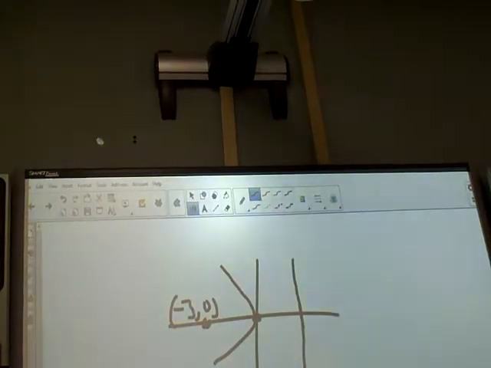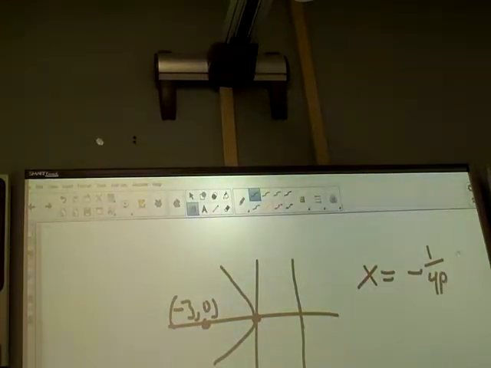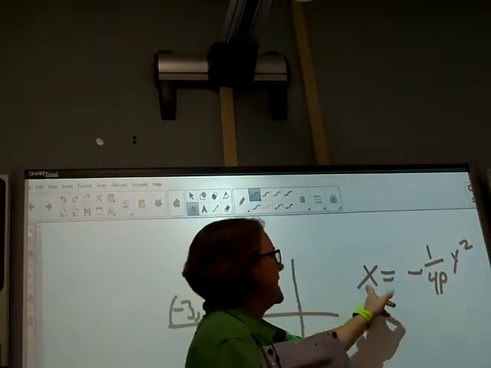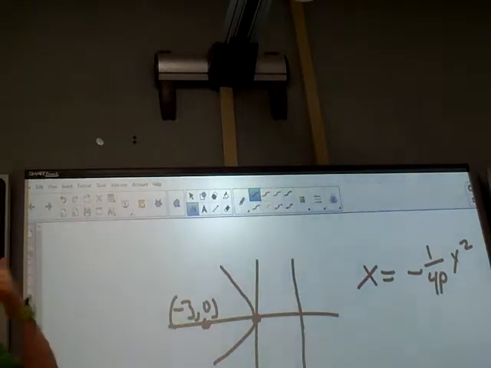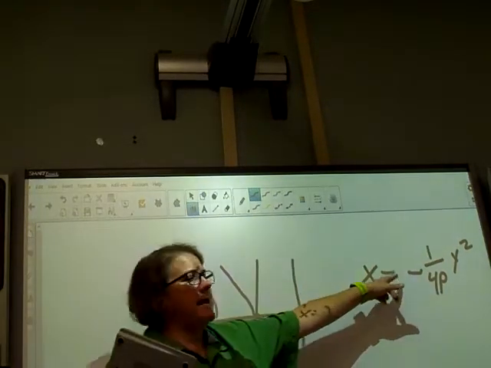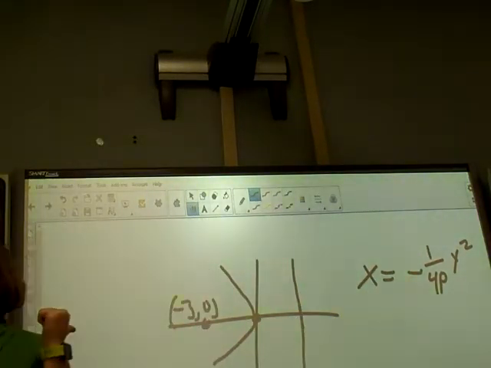All right, so we've got to write an equation for this. It's a sideways one, and it's pointing to the left. So it's going to be x equals -1/4p y squared. Now, what I had to know, I started with the 1/4 stuff because it's a focus and directrix question. I knew it was x equals y squared because it was left and right. It's pointed sideways. And I know it's going to be a negative because it's pointed to the left.